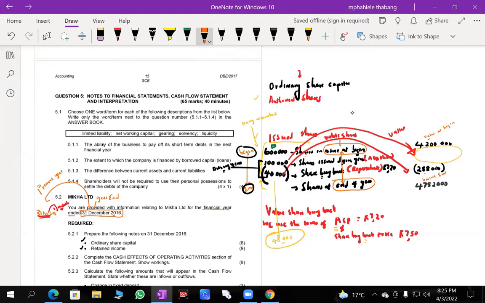Now it's simple to calculate the number of shares at the end. How are you going to calculate the number of shares at the end? If we really wanted to know how many shares there are at the end of the year, how would you calculate them? 600 plus 100 minus 40. Good. You are going to get 660,000.